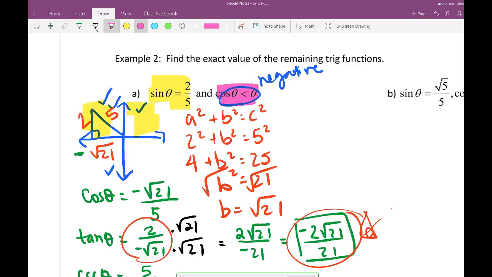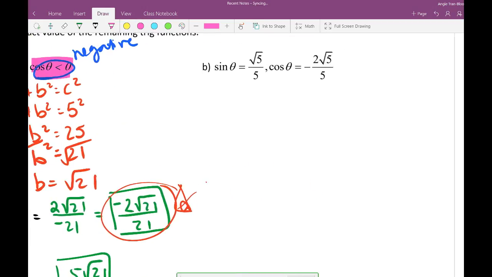Negative. Negative cosine has to be in 2 places as well. Where? 2 and where do they meet up? On the left in quadrant number 2. That's why we have to draw in quad 2. All right. Let's move to letter B.